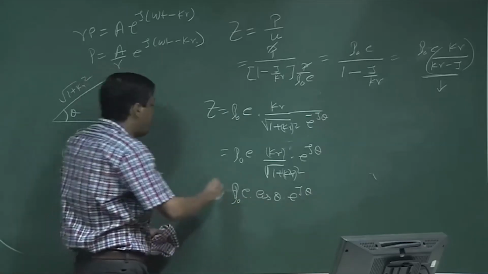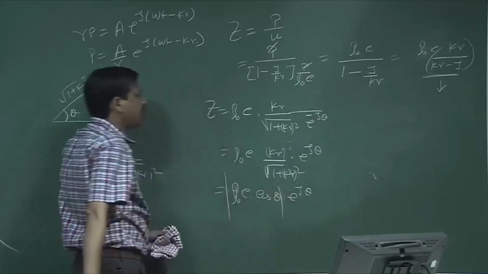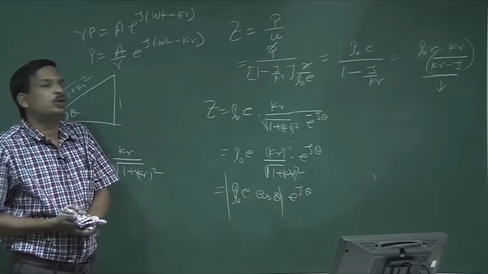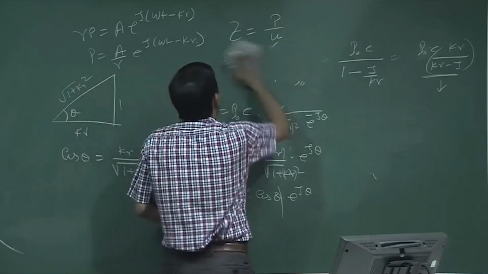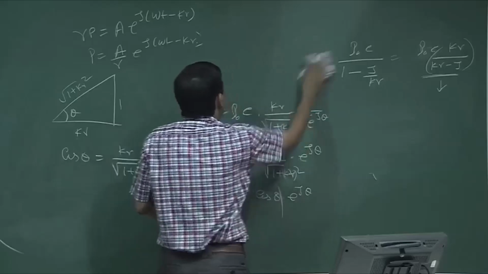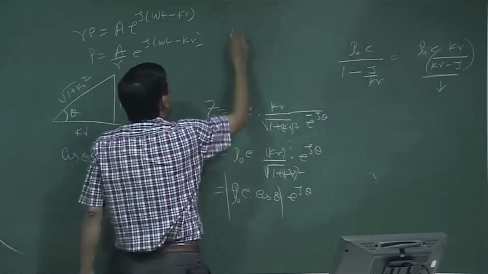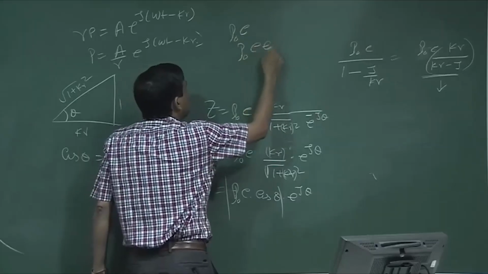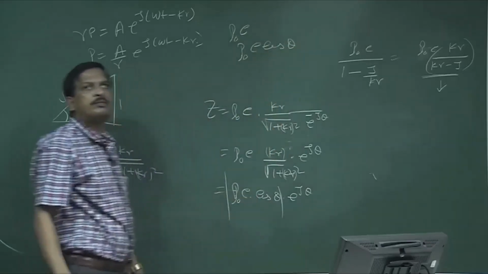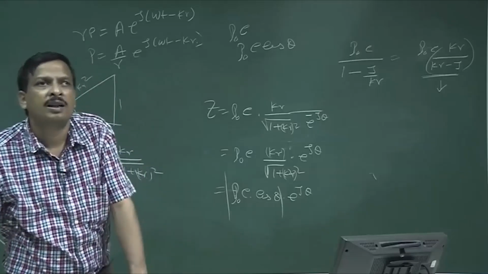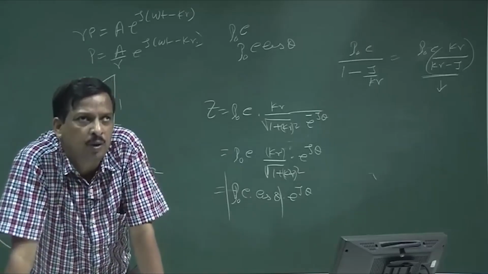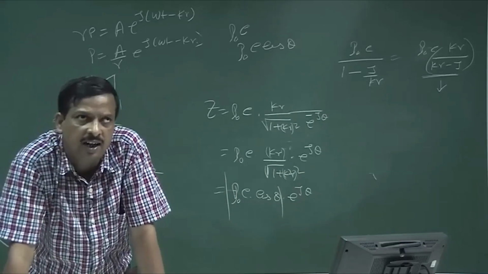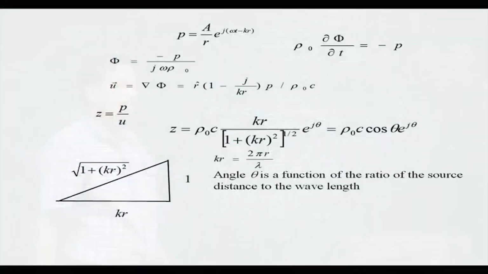So, if I say the amplitude part of the Z is not rho 0 c. In case of spherical wave propagation, the acoustic impedance is not rho 0 c. Instead of rho 0 c, it is rho 0 c cos theta. What is theta? Theta is the angle between the pressure and velocity.